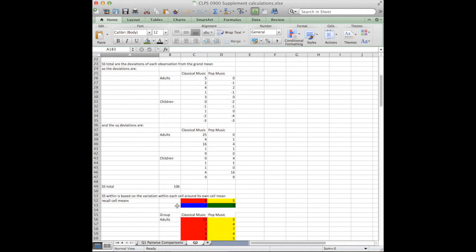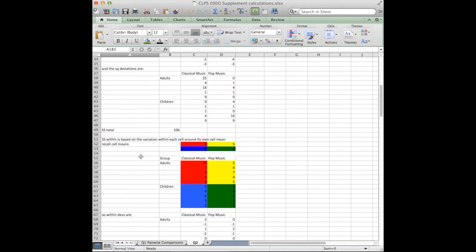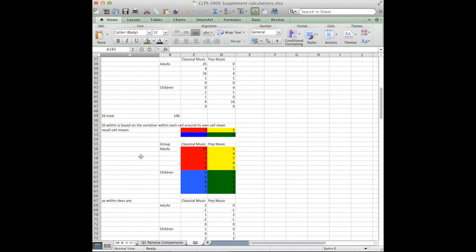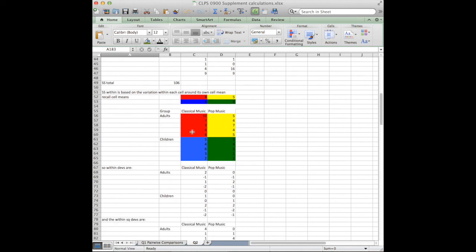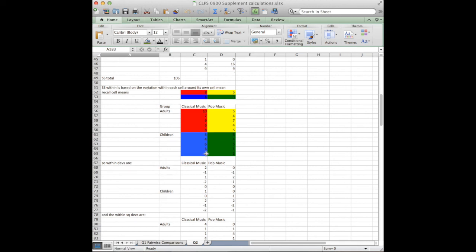The next term that we're interested in is the sums of squares within. And the sums of square within term is based on the variation within each cell around its own mean. So I'm just reproducing the cell means that we had above. And this is the original data here. So to calculate the within deviations, we would do 10 minus 8 gives you 2. 7 minus 8 is negative 1.